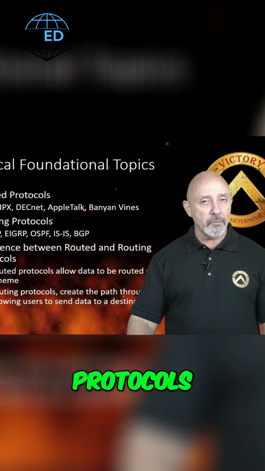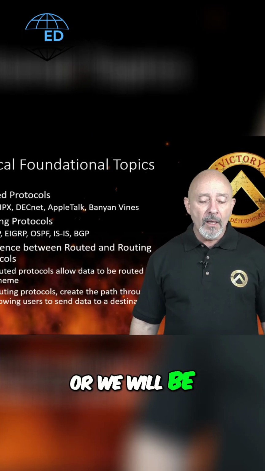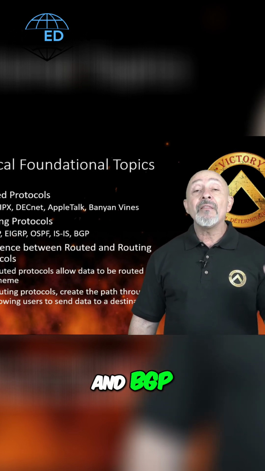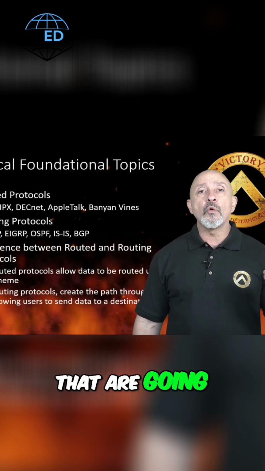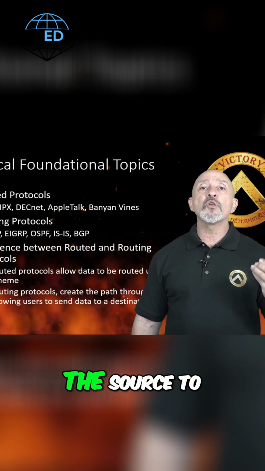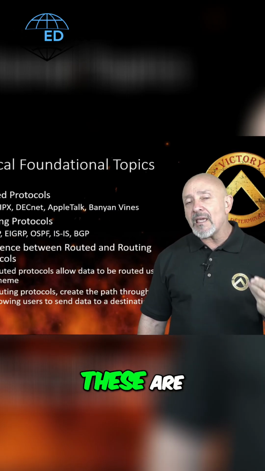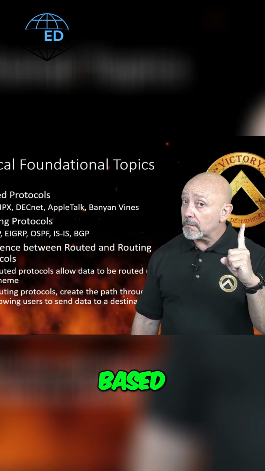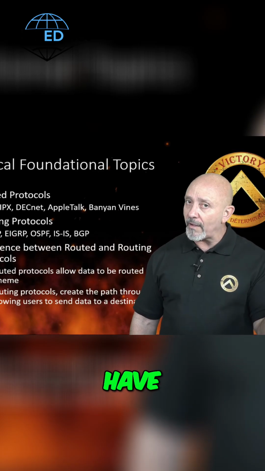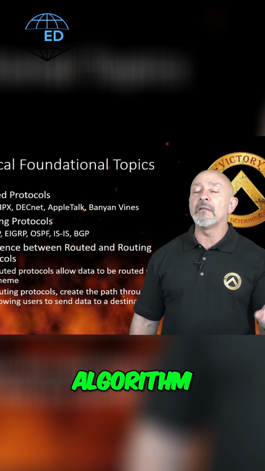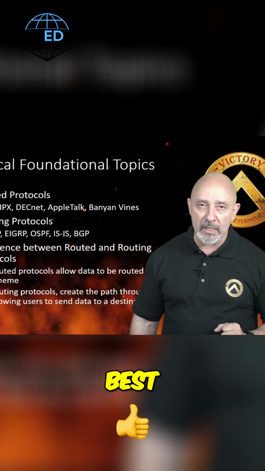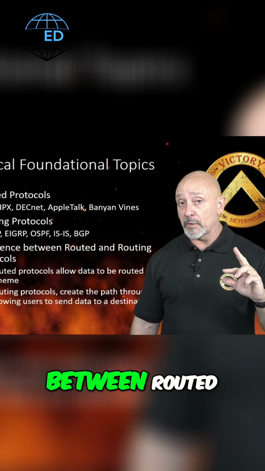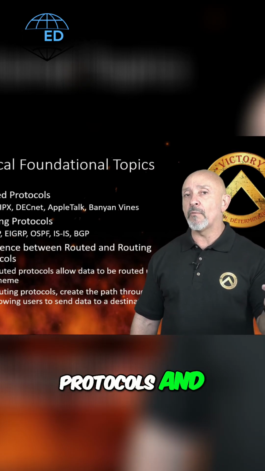Where the routing protocols, which we're so familiar with, or we will be, we have RIP, EIGRP, OSPF, IS-IS, and BGP. These are the protocols that are going to create the path from the source to the destinations. These routing protocols, based on their algorithm, because not all have the same algorithm, are going to decide, hey, which is the best way to go? All right, so that's the difference between routed protocols and routing protocols.